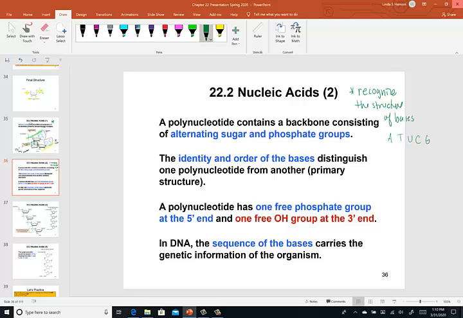So a polynucleotide has one free phosphate group at the 5' end, and one free hydroxyl group at the 3' end. Can I go back a slide and make sure you see what we're saying?